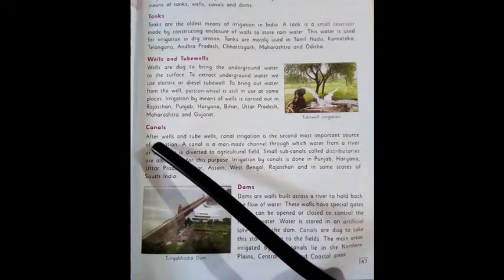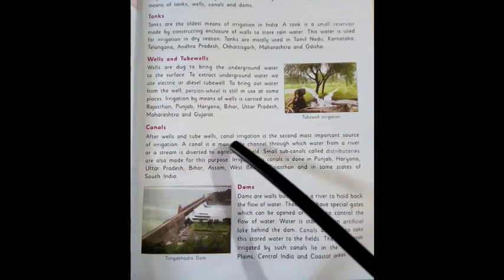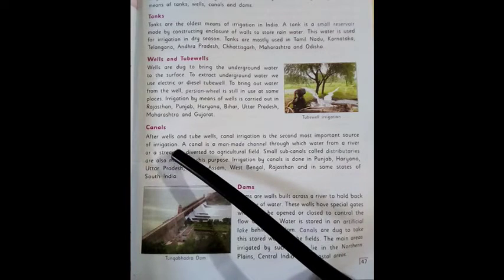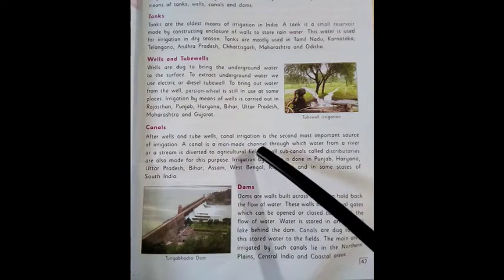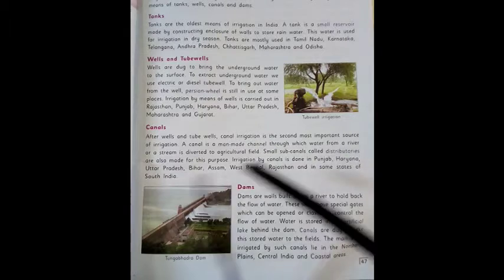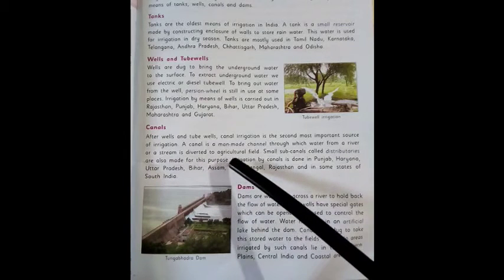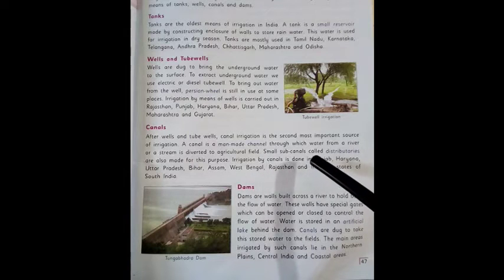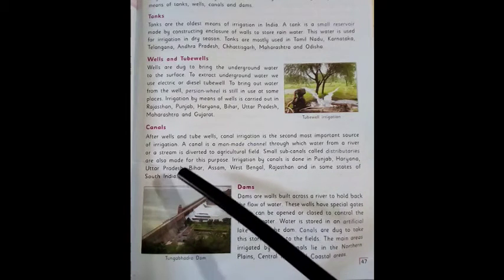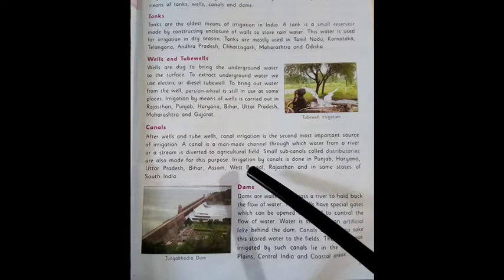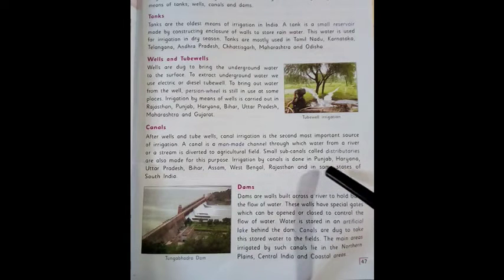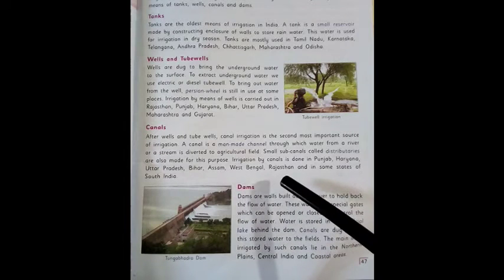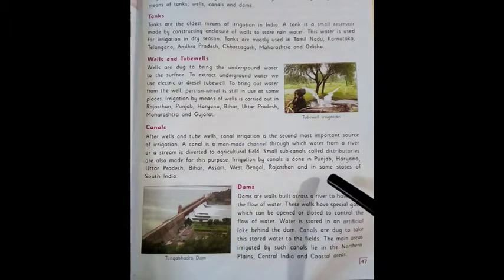Canals. After wells and tube wells, canal irrigation is the second most important source of irrigation. A canal is a man-made channel through which water from a river or a stream is diverted to agricultural fields. Small sub-canals called distributaries are also made for this purpose. Irrigation by canals is done in Punjab, Haryana, Uttar Pradesh, Bihar, Assam, West Bengal, Rajasthan, and some states of South India.